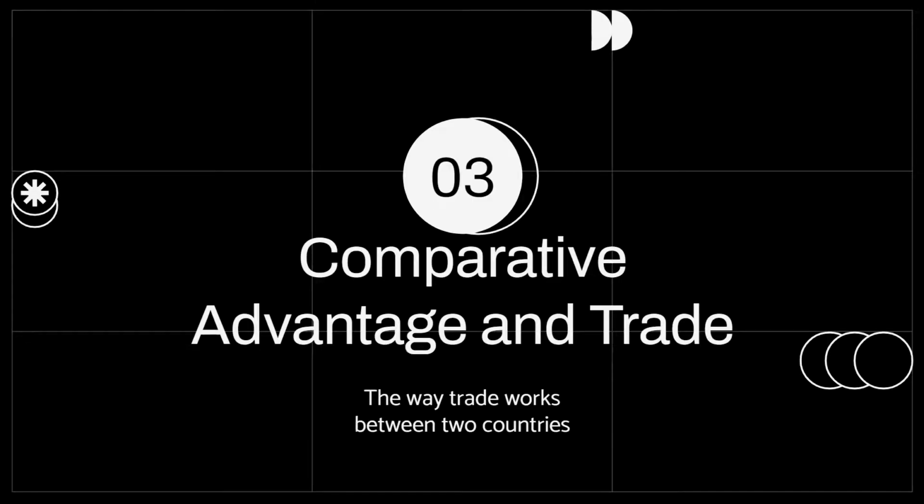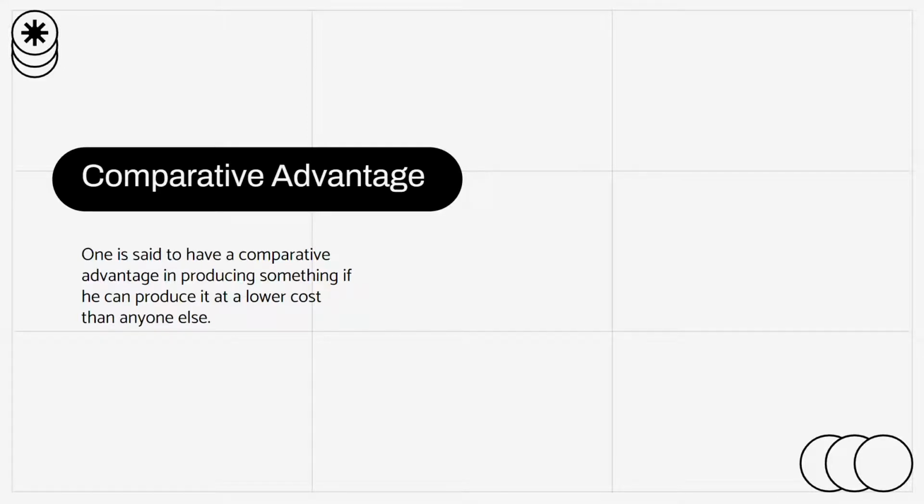Let's look at topic 3 now, comparative advantage and trade. One is said to have a comparative advantage in producing something if you can produce it at a lower cost than anyone else. Don't get it confused with absolute advantage, which is just an advantage that you can produce more of something. Comparative advantage is used for goods and services.